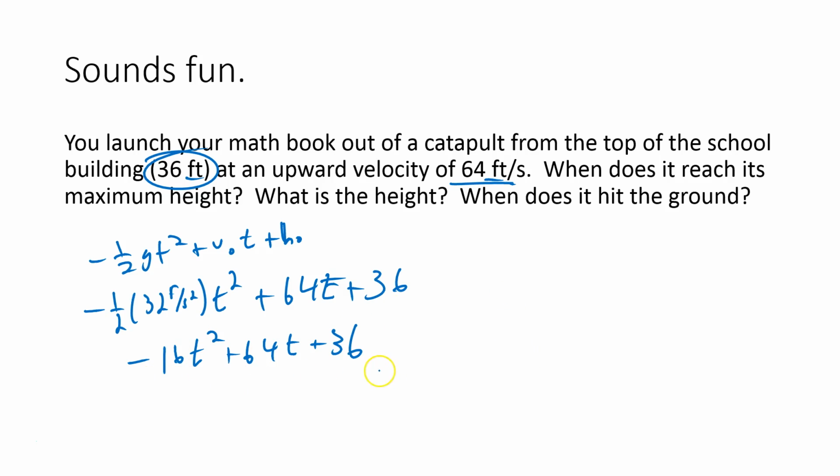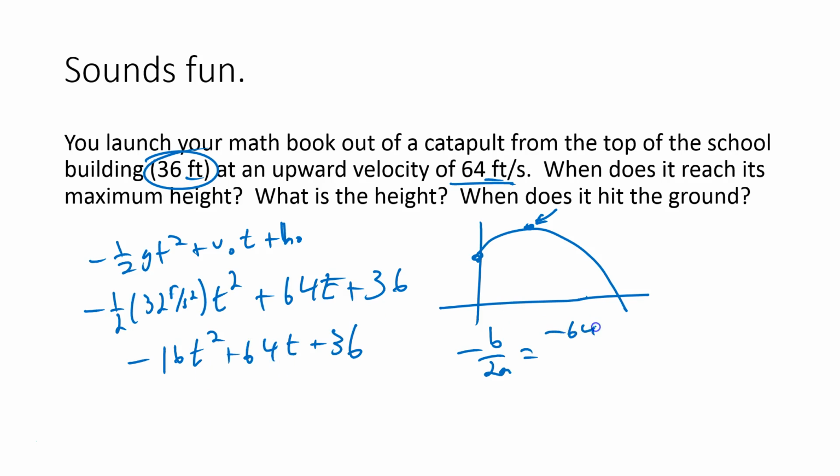So here we have our equation for that math book being launched out of a catapult from the top of a building. And what we can do is we can use all of our fancy equations to be able to find this stuff out. So when does it reach its maximum height? Well, this parabola is going to look something like this. And when does that reach its maximum height? Well, it happens right here. What is that on the parabola? It's the vertex. So we just do negative b over 2a, which is negative 64, over 2a, which is negative 32. Gives us a time of 2 seconds. So that's where we're going to hit that maximum point.